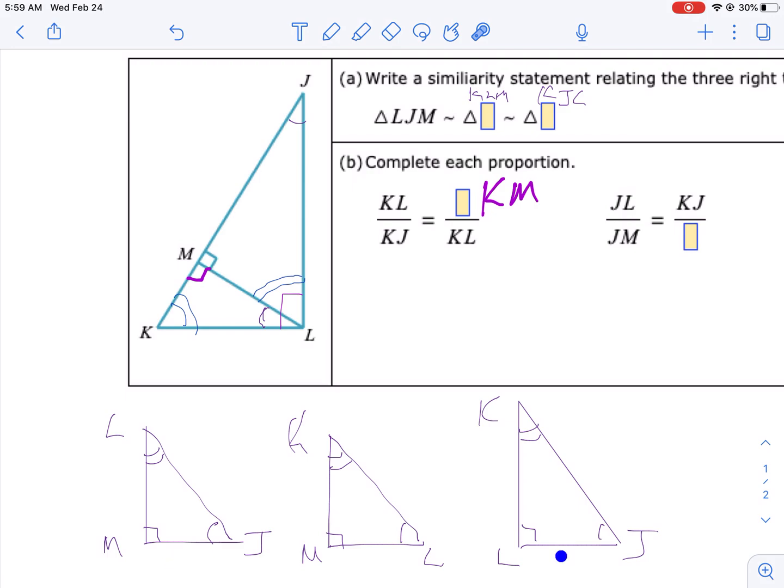So I'm comparing my third triangle, my big triangle, to my first triangle that I drew. And then KJ is my hypotenuse. So the hypotenuse of my first triangle is LJ. And that's how we approach that problem.